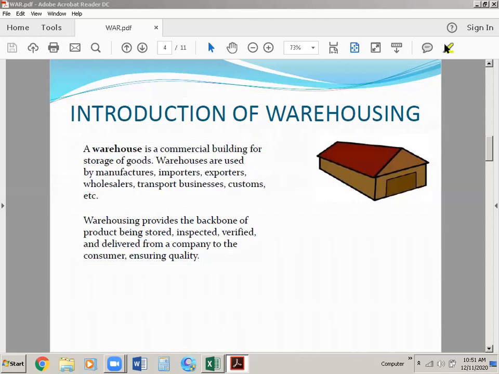So the main point which we must highlight is that it is first of all a commercial building, a commercial facility for the storage of goods, where goods get stored. It is used by the importer, exporter, transporters, and customs house. It is used as a backbone of the product.